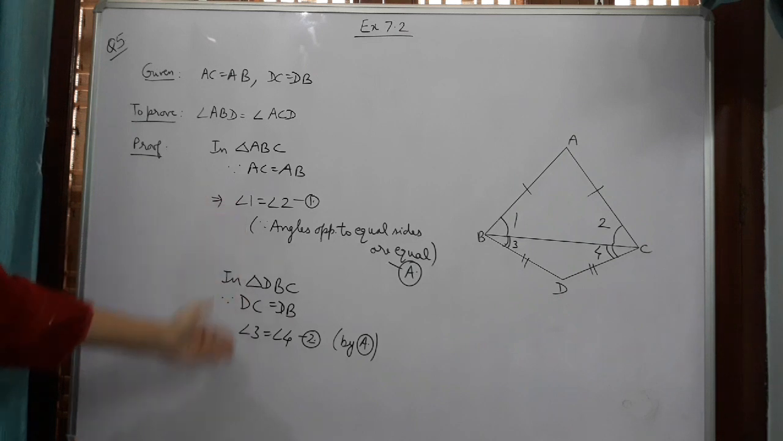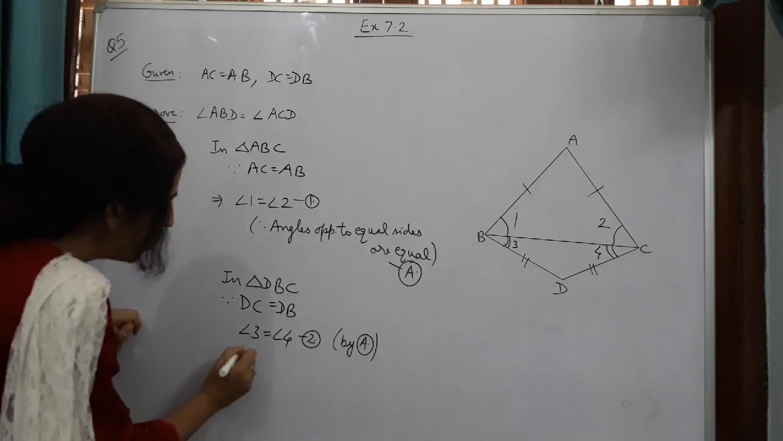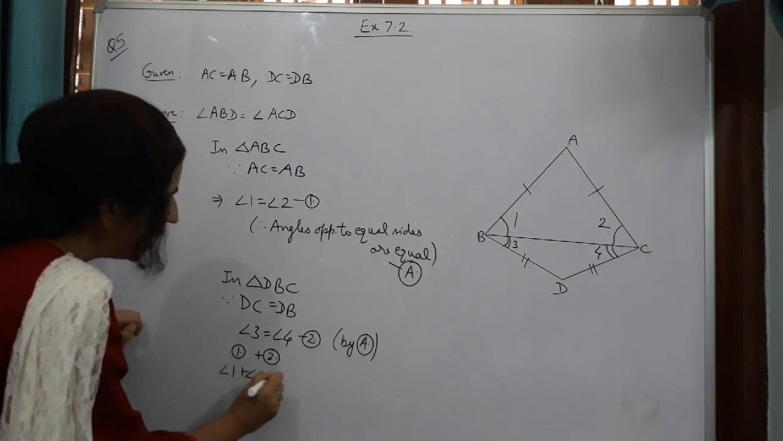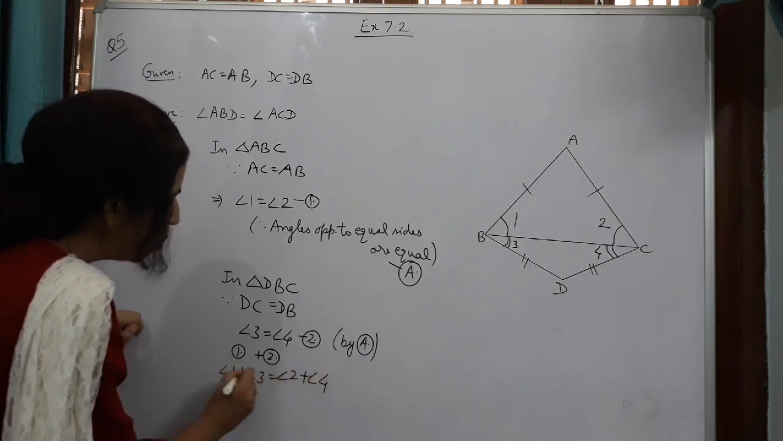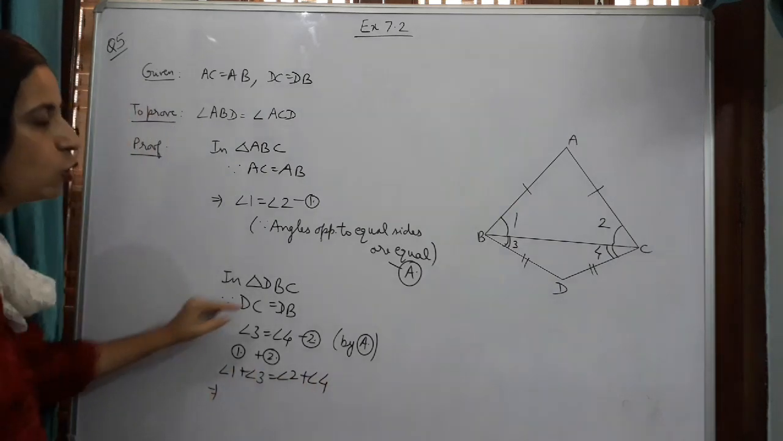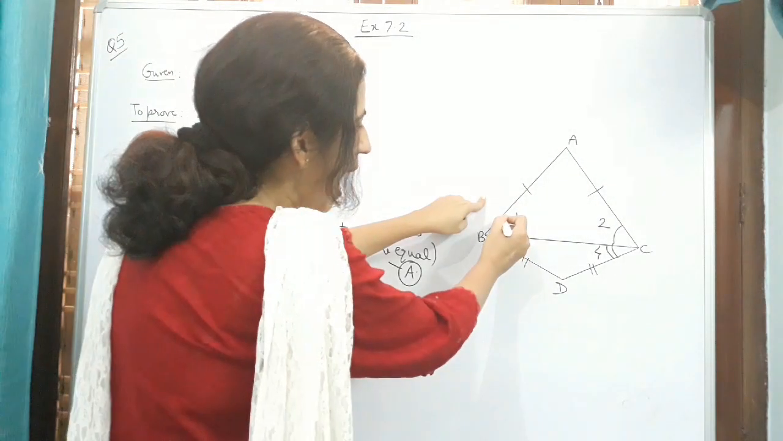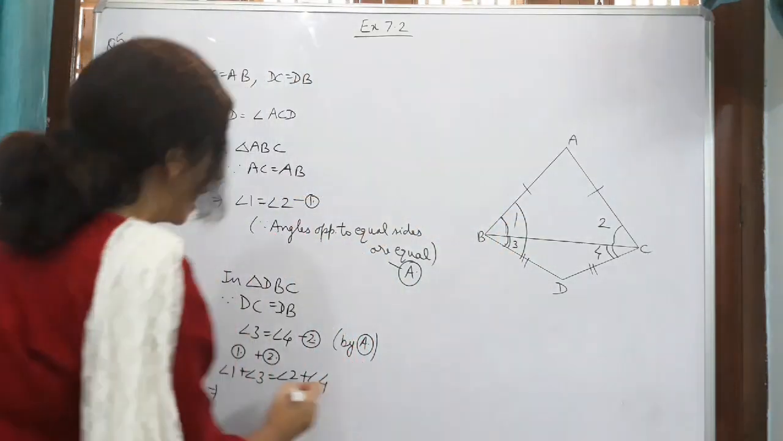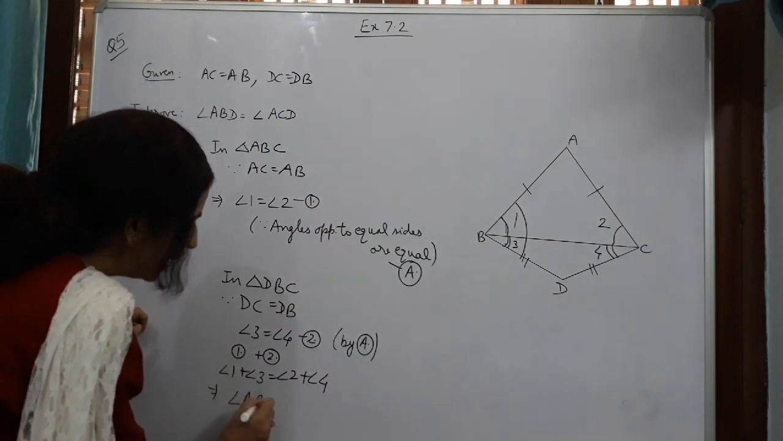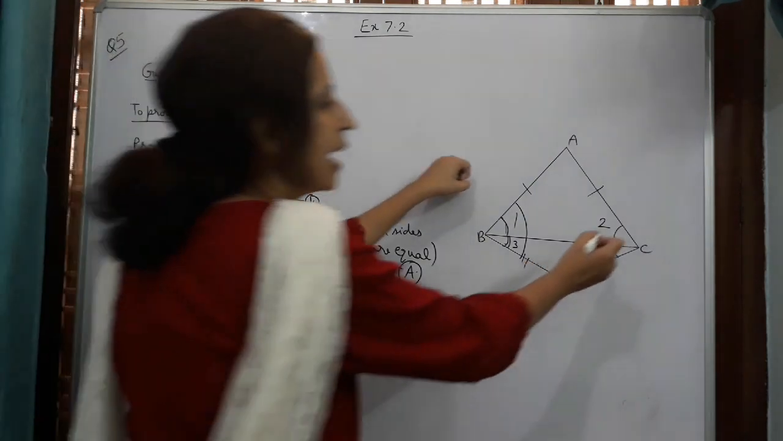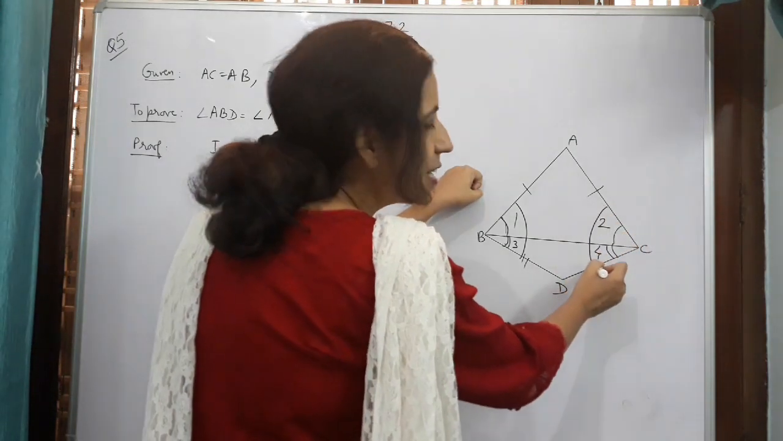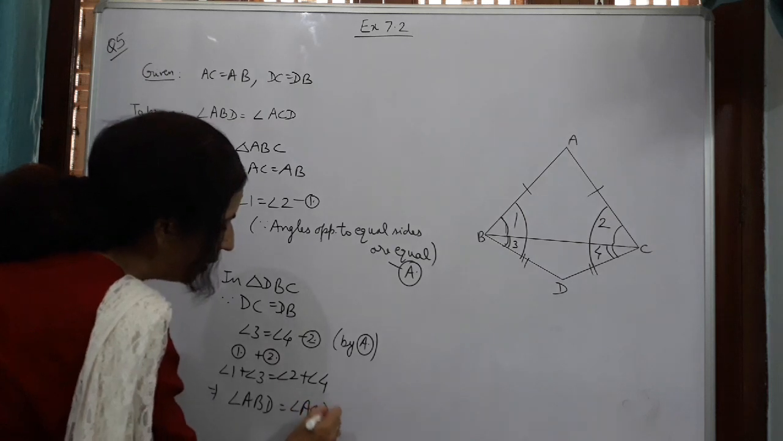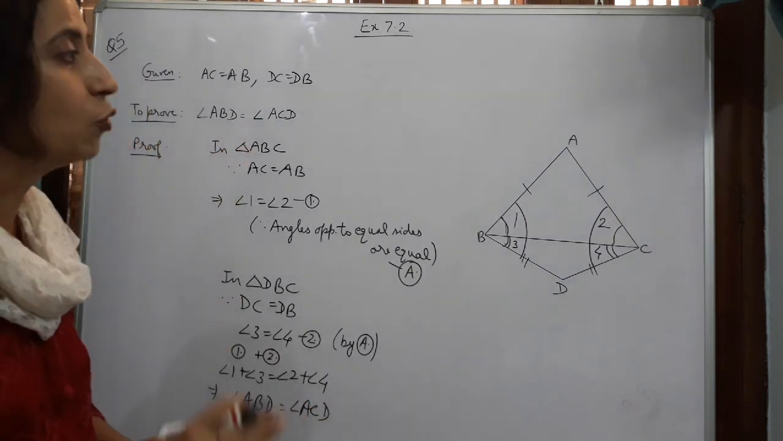We simply add the two equations. We add equation 1 and 2. So we obtain angle 1 plus angle 3 is equal to angle 2 plus angle 4. Now look at the figure carefully. What is angle 1 plus angle 3? It is this complete angle, that is angle ABD, is equal to angle 2 plus angle 4, this complete angle, that is angle ACD. This is what we had to prove.